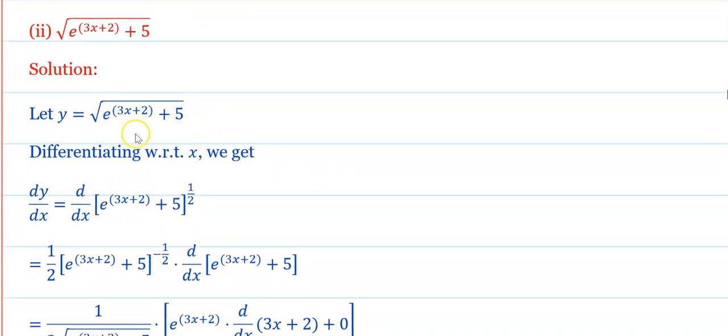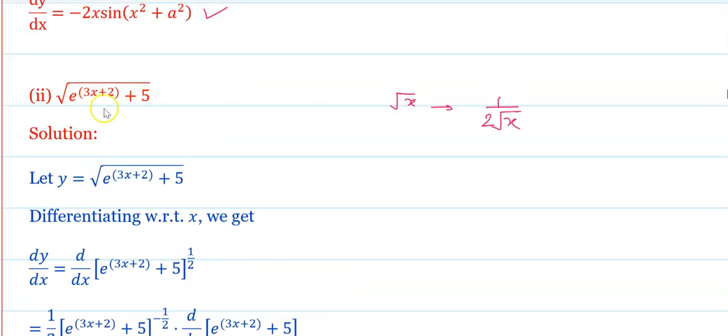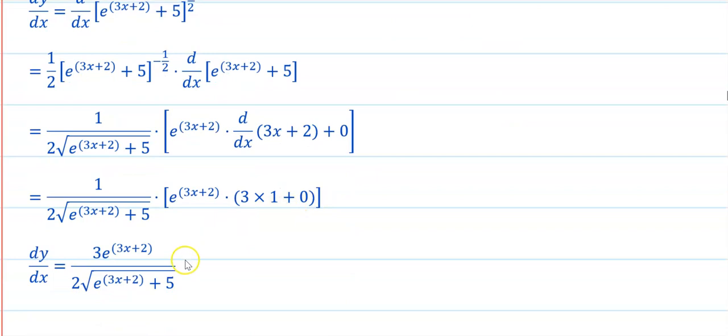Now here, what type of derivative are we going to use? That is the derivative of root of x. We know the derivative of root x is 1 upon 2 times root x first of all, into d/dx of the under-root quantity, which is e raised to 3x plus 2 plus 5 in this. Okay. Now the next question.